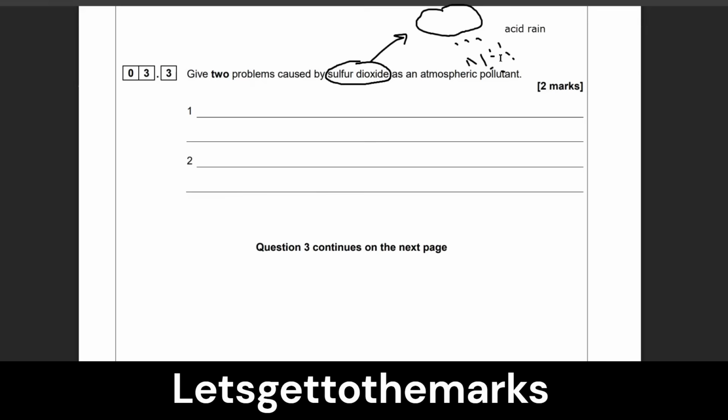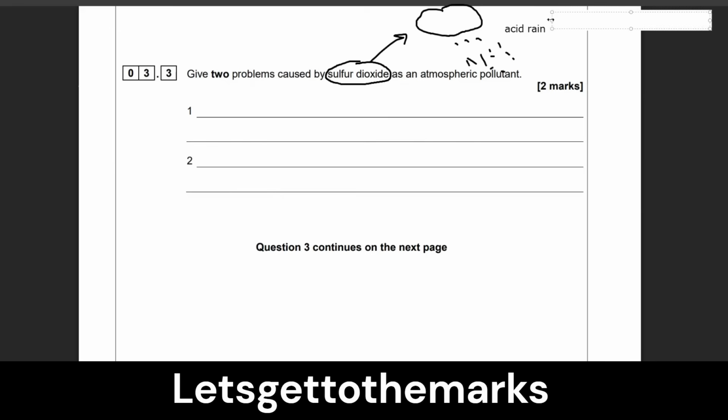So sulfur dioxide can cause acid rain. And what does acid rain do? Acid rain kills fish, kills trees, changes the pH of soil. But do they mean that acid rain is one of the things, or can I say some of the bad effects of acid rain? Yeah, because acid rain has many bad effects.